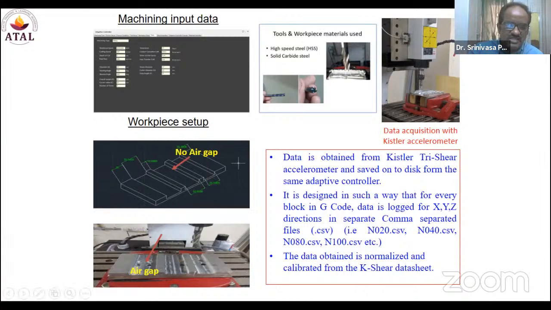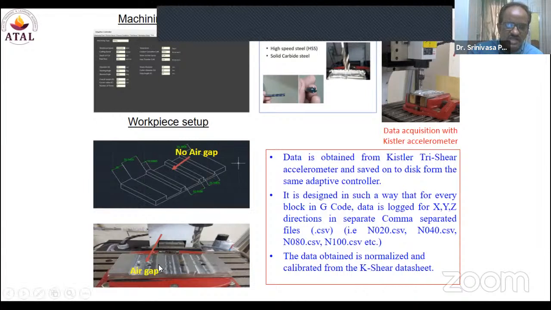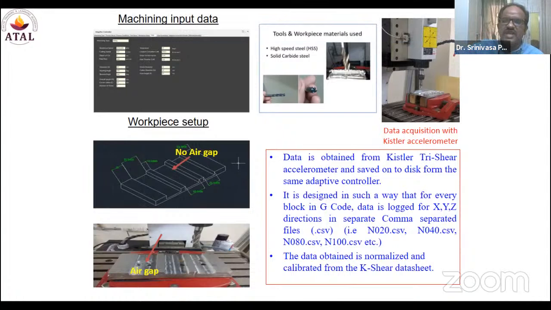When there is no interaction between the workpiece and the cutting tool, in case of an air gap, you can identify it from the vibration signal. There is a straight line in the vibration data collection console. It means it is not capturing any vibration. It is not finding any vibrations in the system.